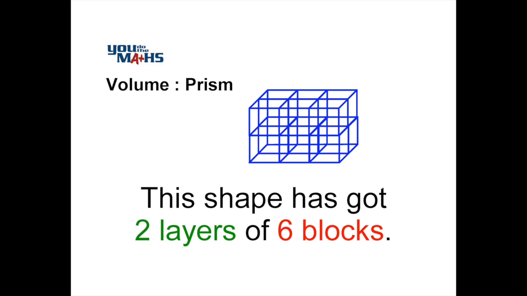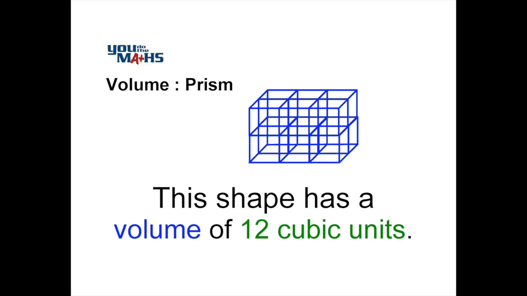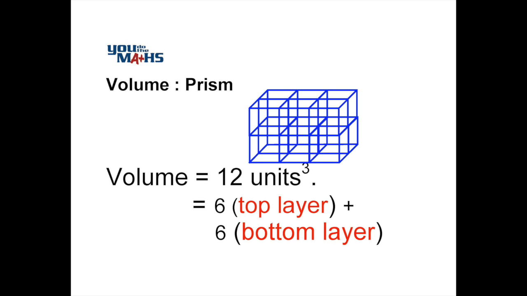In this case, we've got 2 layers of 6 blocks. You can see 6 in blue on the bottom and top of that particular shape. So altogether it's got 12 cubic units. Another way of describing that is saying that there's 6 on the top layer and there's 6 on the bottom layer. So separate the layers of the prism and see how much are in each.